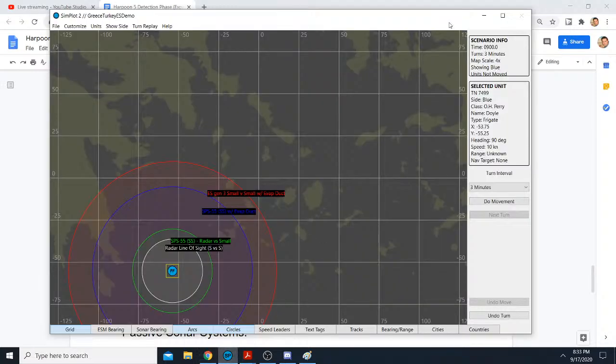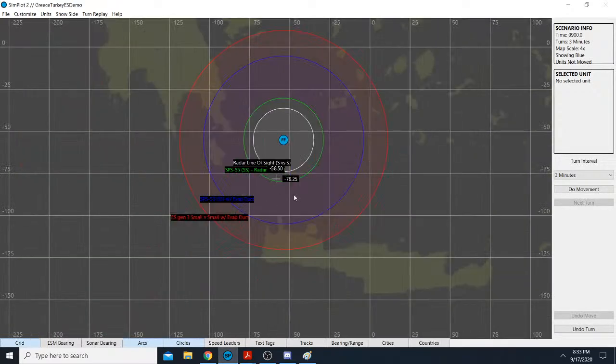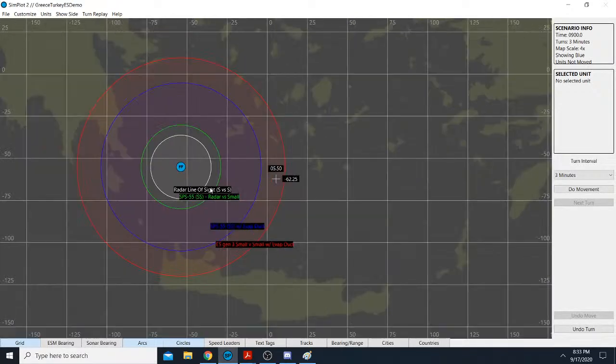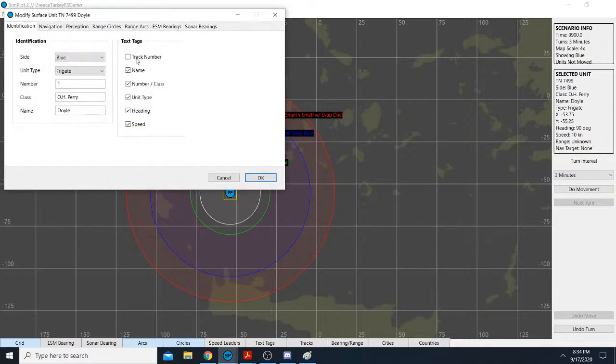Just for visualization's sake, let's take a look in Simplot. So what I did is I just threw up a Greece Turkey operational area. And this is an O.H. Perry frigate, just to kind of visualize everything we've been talking about, right? So this white circle is its radar line of sight versus a small, right? It might help. Let me bring out the modifiers real quick.